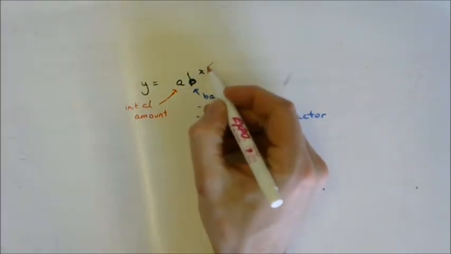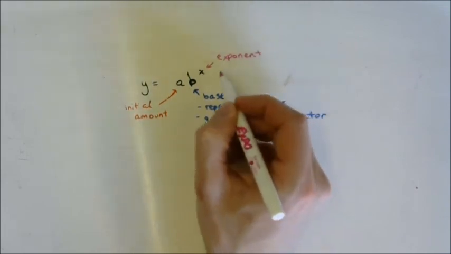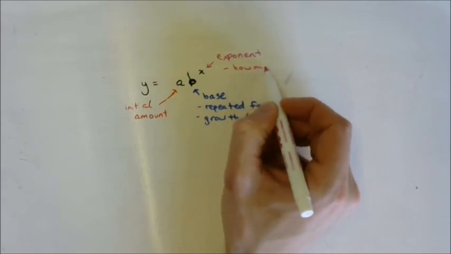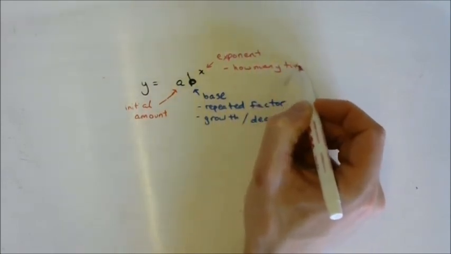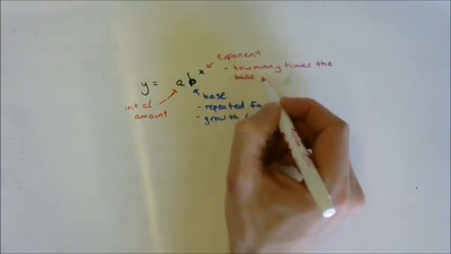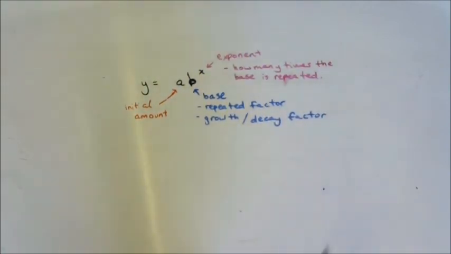And then we have our exponent, which tells how many factors there are. How many times the base is repeated. So how many factors of b are there? Again, the base determines whether it is growth or decay.